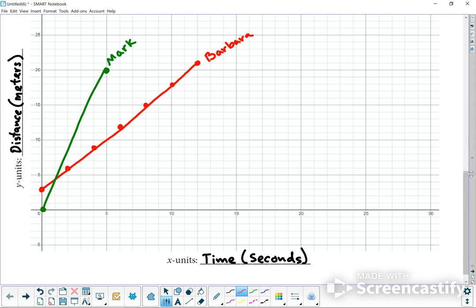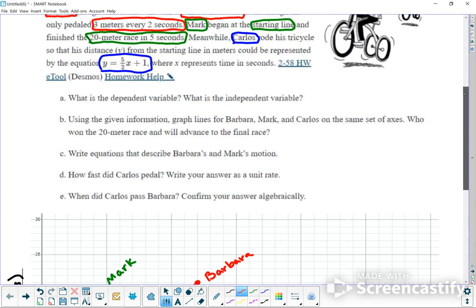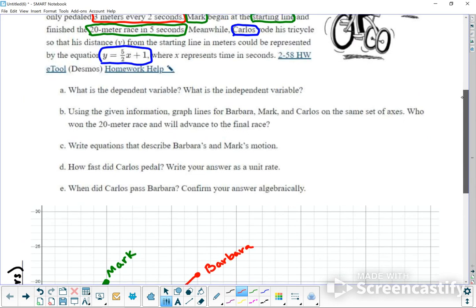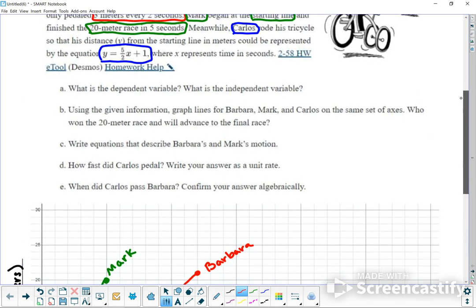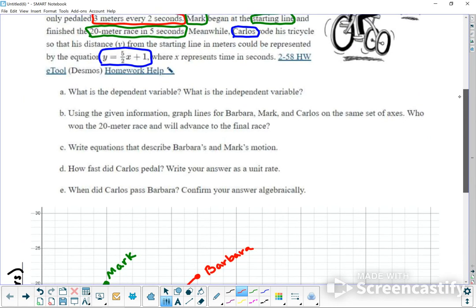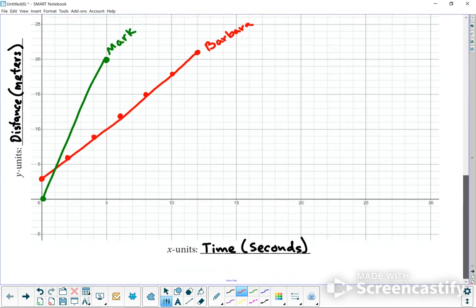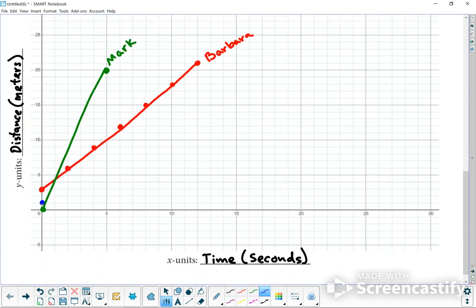Okay, and lastly we have Carlos. He's blue. He's going to start at 1, so he starts at the 1 meter line, and he goes up 5 meters for every 2 seconds. So Carlos gets a 1 meter head start, and he goes up 5 meters every 2 seconds.